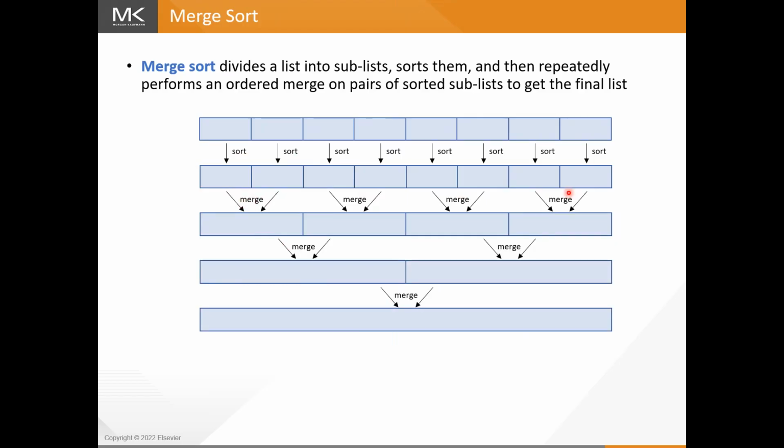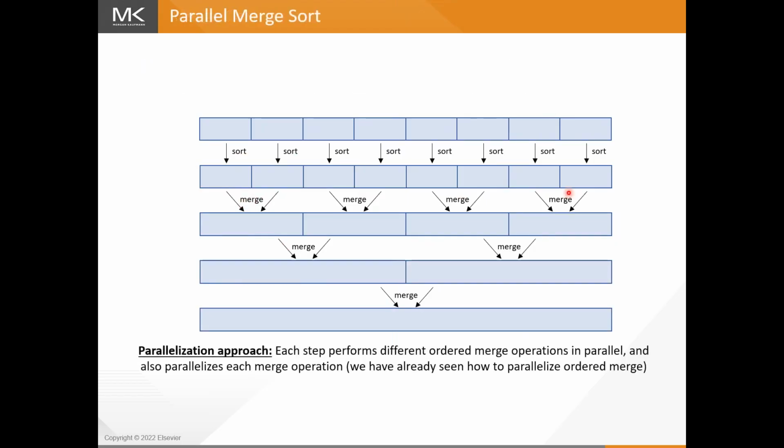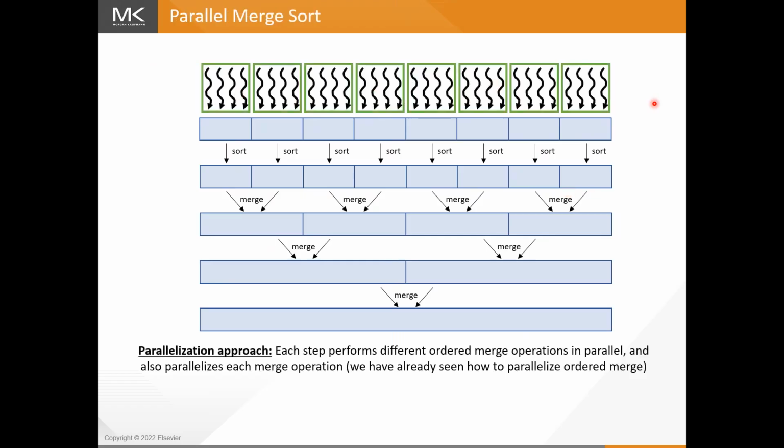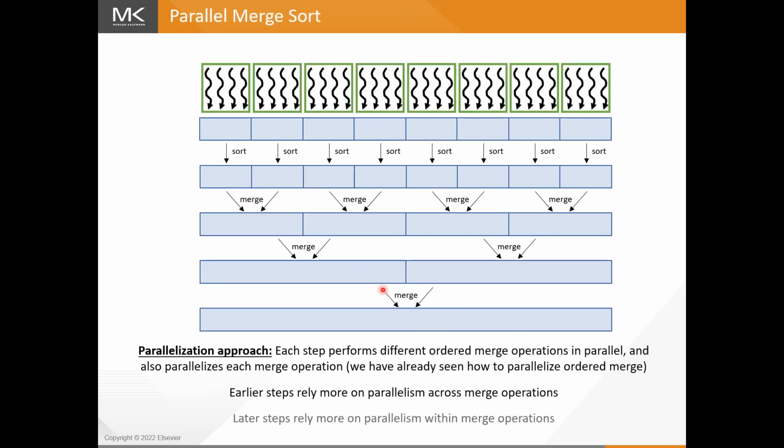Okay, so the parallelization approach is we can assign a thread to each element. In this case, the threads can do a simple sort of each array, and then they can start doing merges. And in the earlier step, I'm going to get a lot of parallelism from across merges and a little bit of parallelism within merges. And in the later step, I'm going to get a lot of parallelism within the merges and a little bit of parallelism across the merges. Is this clear? Professor, yes.